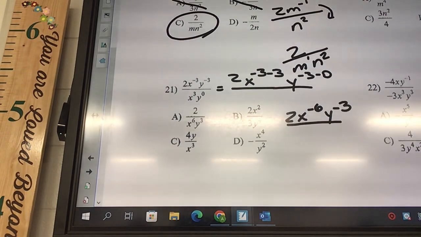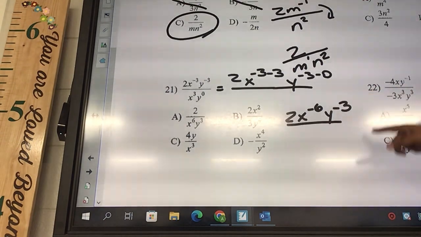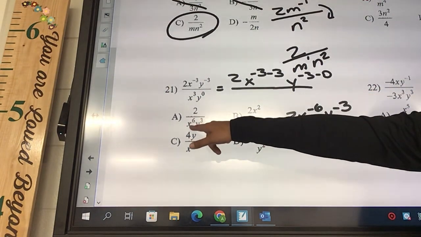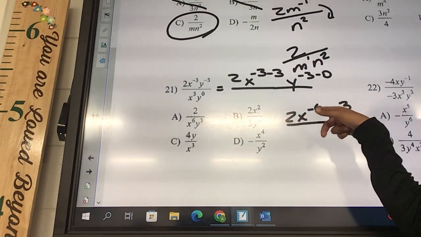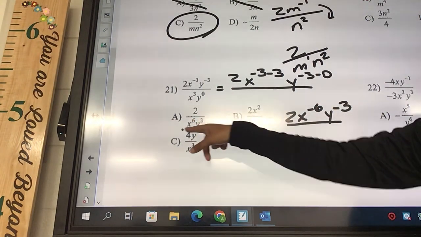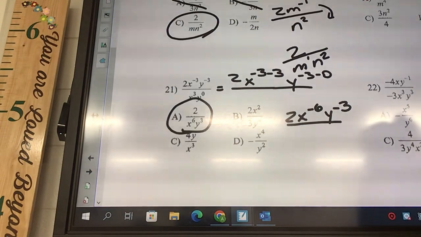Okay, without even the negatives or anything, which one has those same letters and numbers? A, okay? Because where do negatives go? To the bottom. So we know that these are going to get moved and they're going to become a positive, but this is the only one that has an x6 and an xy3. Okay, so it's got to be A.